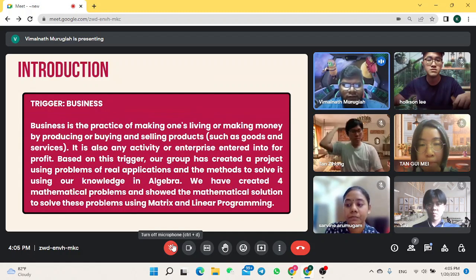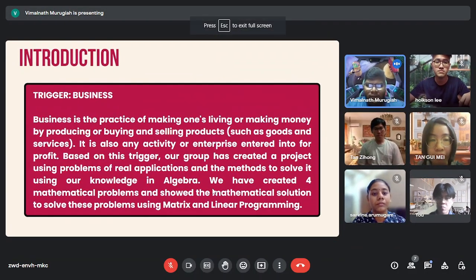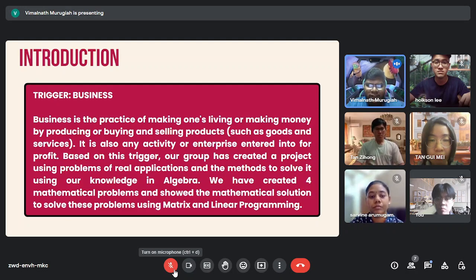So let's begin with our introduction. The trigger we chose for our project is business. Business is a practice of making one's living or making money by producing or buying and selling products, such as goods and services. It is also any activity or enterprise entered into for profit. Based on this trigger, our group has created a project using problems of real applications and the methods to solve it using our knowledge in algebra. We have created four mathematical problems and showed the mathematical solution to solve these problems using matrices and linear programming.